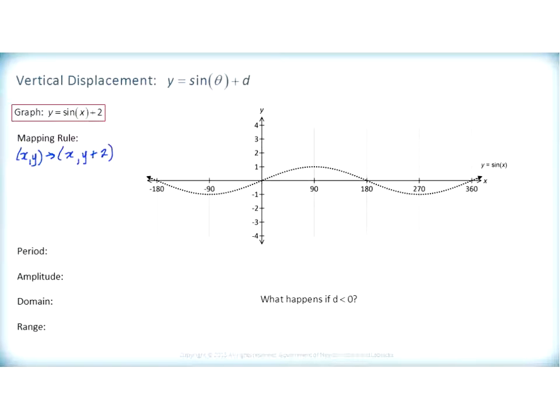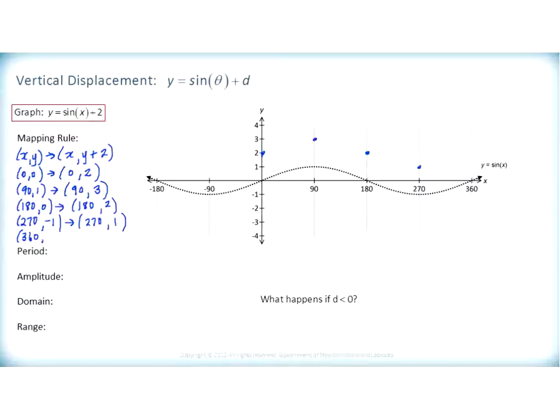Looking at key points from the base graph of y equals the sine of x, we plug (0, 0) into our mapping rule, and the point (0, 2) will be a point on the new function. As well, we will use the point (90 degrees, 1). You keep x the same, and 1 plus 2 is 3, so the point (90, 3) will be on the new function. (180, 0) gets mapped onto (180, 2). The point (270, negative 1) will get mapped onto the point (270, positive 1). And the point (360, 0) gets mapped onto the point (360, 2).